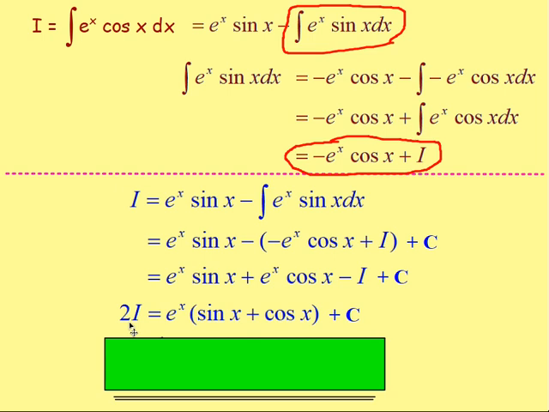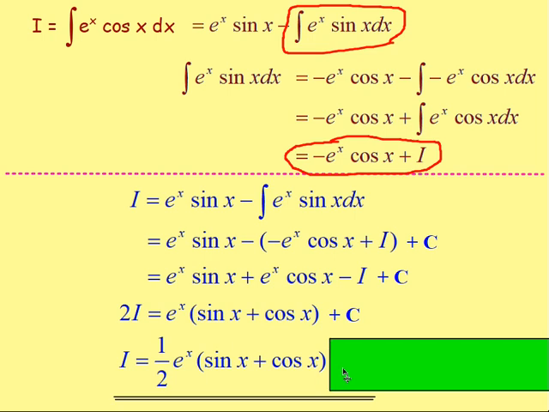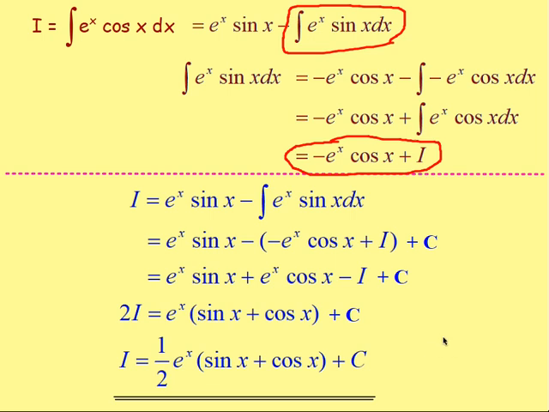But we weren't asked for 2 times the integral, we're just asked for the integral. So to get that, we then need to divide by 2. So the integral will equal half of e to the power of x times sine x plus cos x plus, and what would c become if you divide by 2? Well, a constant, if you divide it by 2, will still be a constant. So you would leave that as plus c. And that would be your answer.